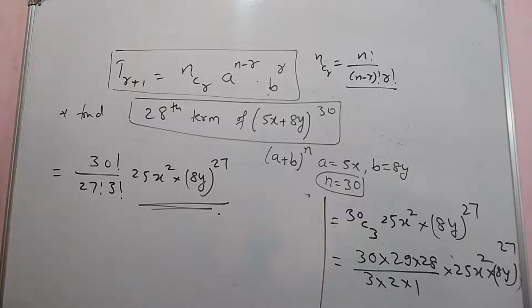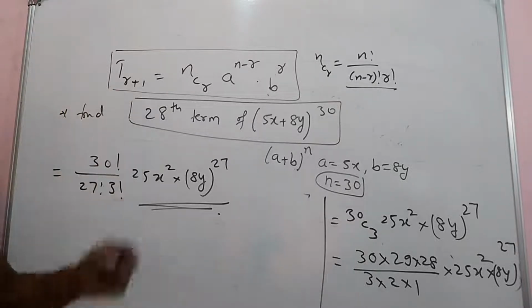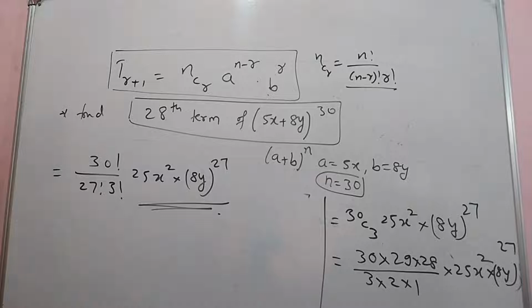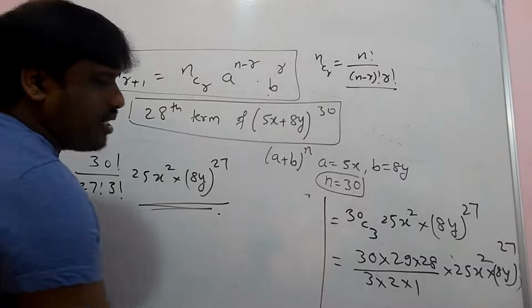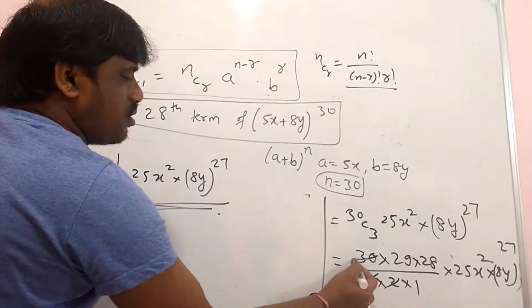So if you want to find any term, we use this formula, T(r+1), which is called the general term. The general term is nCr a to the power of n minus r into y power r. Yes, you can multiply, you can cancel it. That's not a problem.